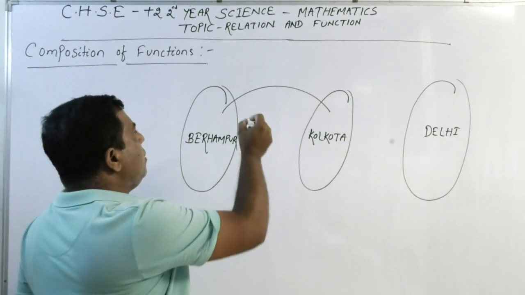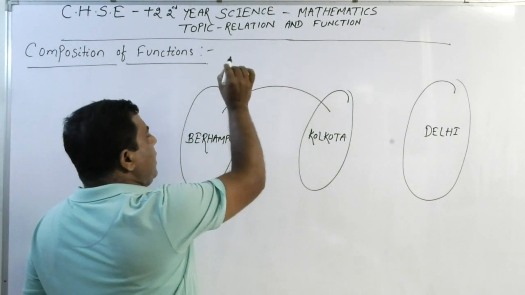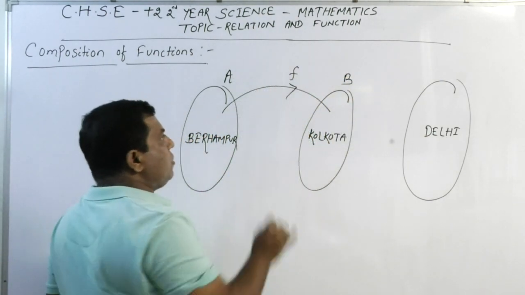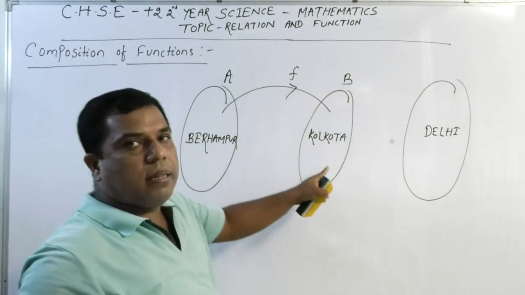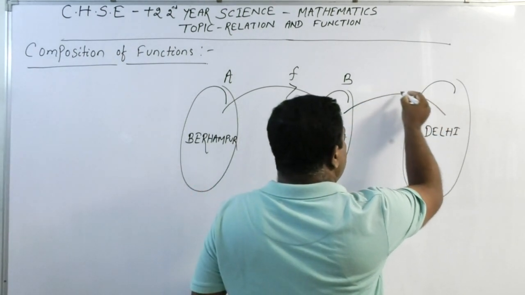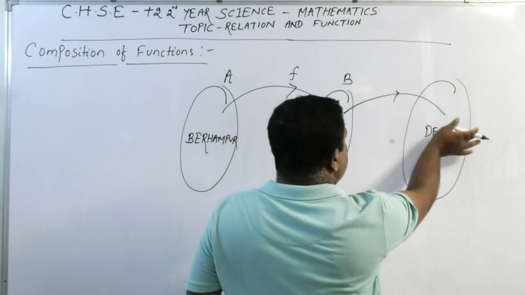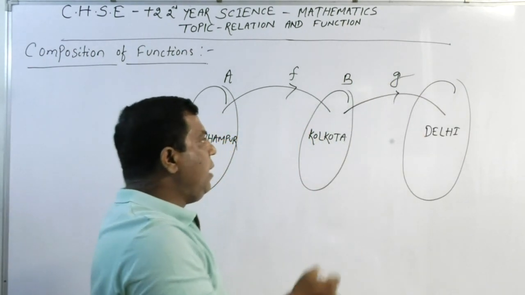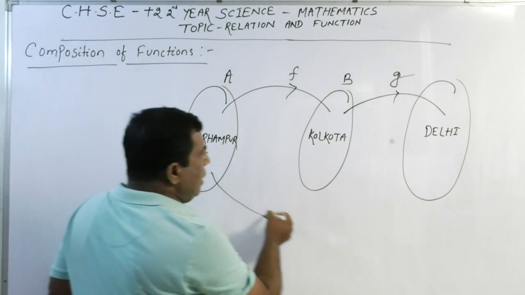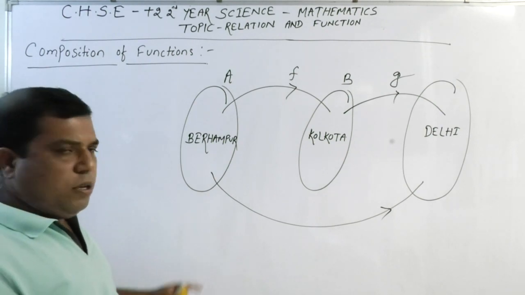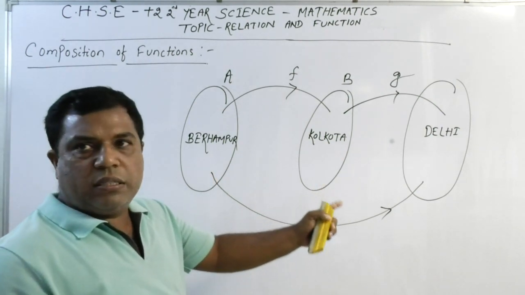Say it is the set A and it is the set B, and the traveling is considered as a function. So Berhampur to Kolkata, that is the first function. And then the second function is the second travel, from Kolkata to Delhi. So in this way we have to cover the journey from Berhampur to Delhi. Yes or no? Obviously we have to cover it like this.